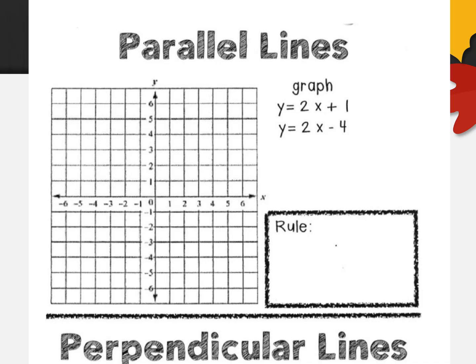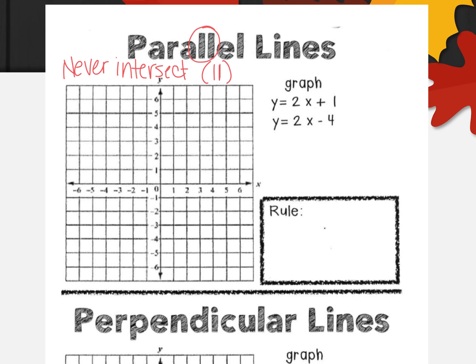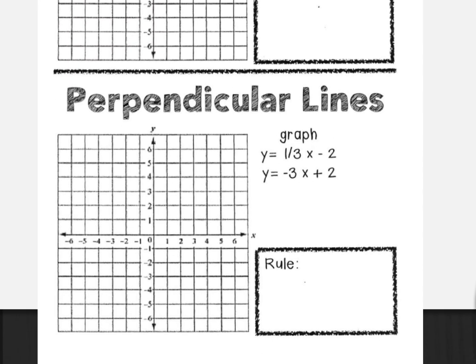So parallel lines mean that these lines will never intersect. And today we're going to talk about why they never intersect. You have two L's right here. The symbol for parallel is actually just two lines right next to each other, versus the opposite of that, which is going to be perpendicular.